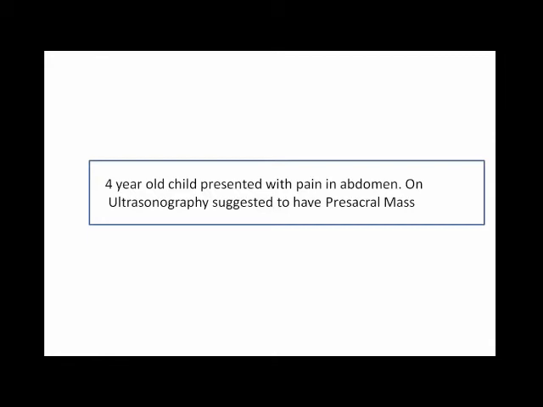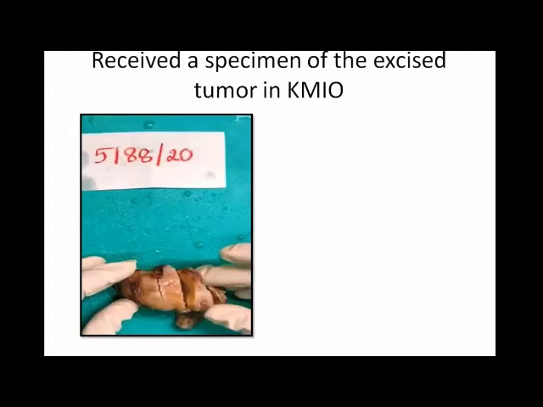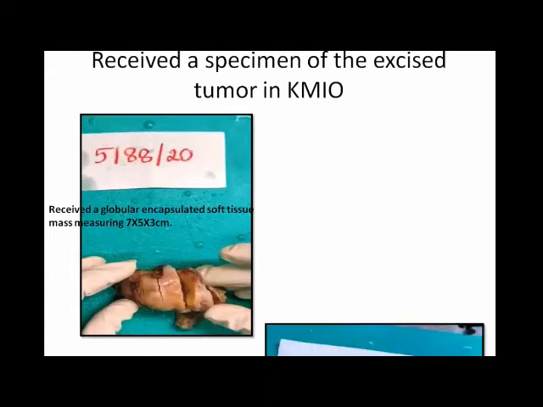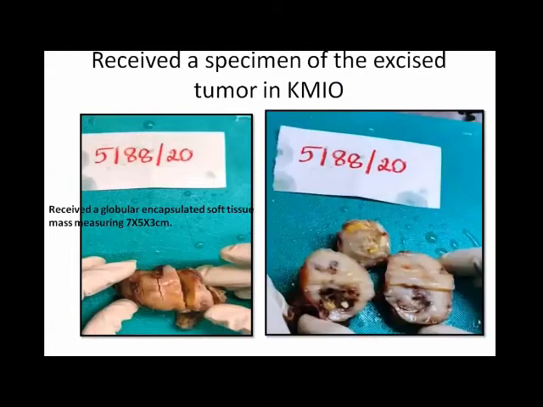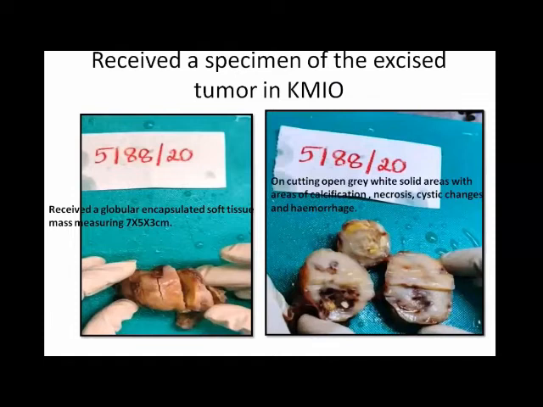Yeah. Thank you, sir. Good afternoon, everyone. So we received an excised specimen. It was a globular encapsulated soft tissue mass measuring 7 by 5 by 3 centimeters. On the cut section, from the encapsulated lesion we saw solid areas which were glistening white, along with a few areas of necrosis and areas of calcification. Cystic changes were also noted.